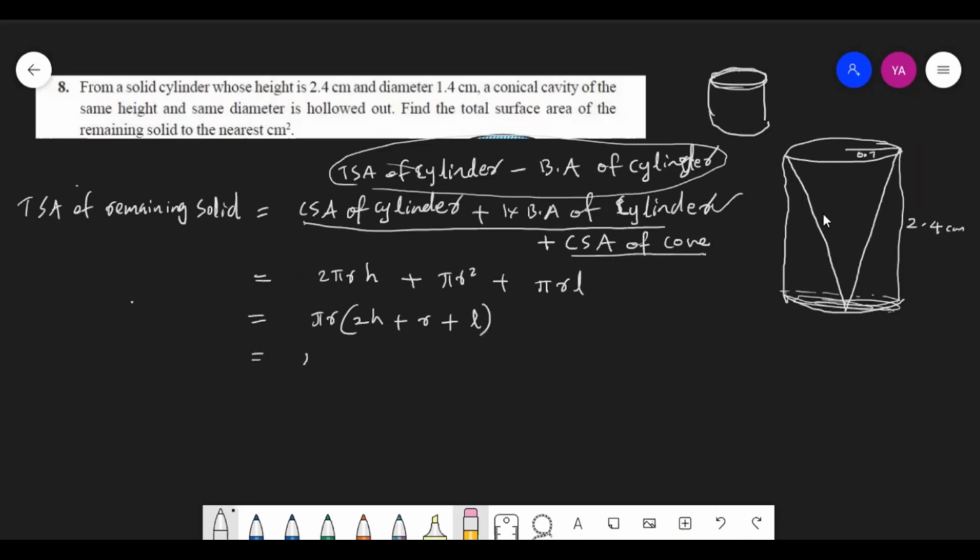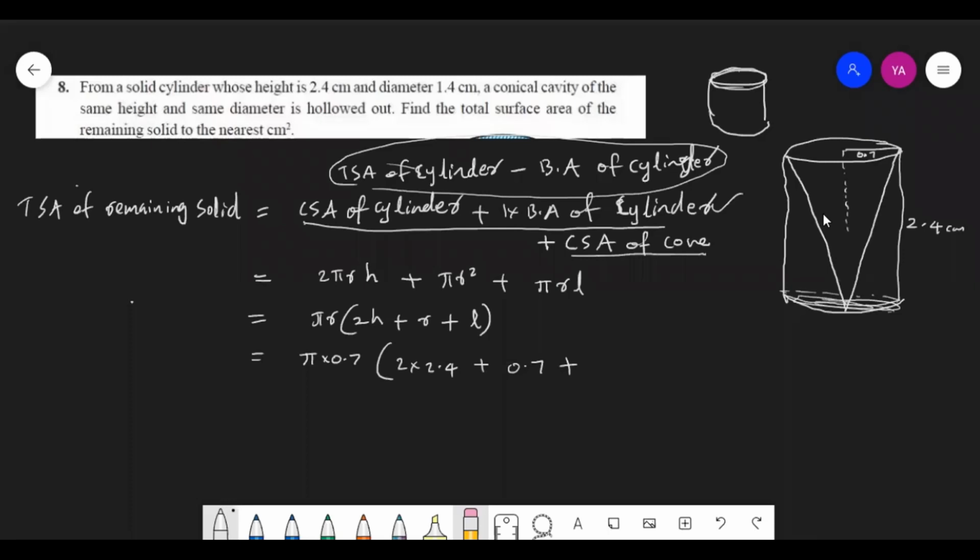Now we can substitute. So pi into R: the radius is 0.7, right? 0.7, and inside the bracket 2H, which is 2 into 2.4. In the next step we can simplify it. Plus radius again 0.7, plus L. L we have to find out.